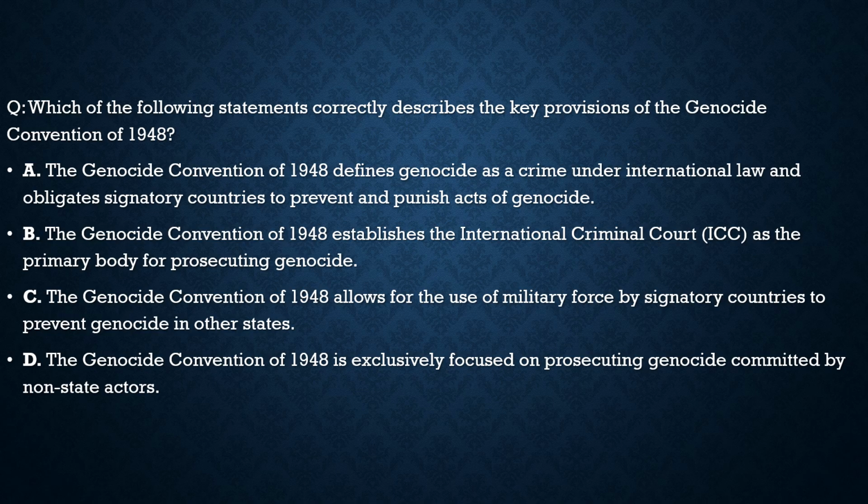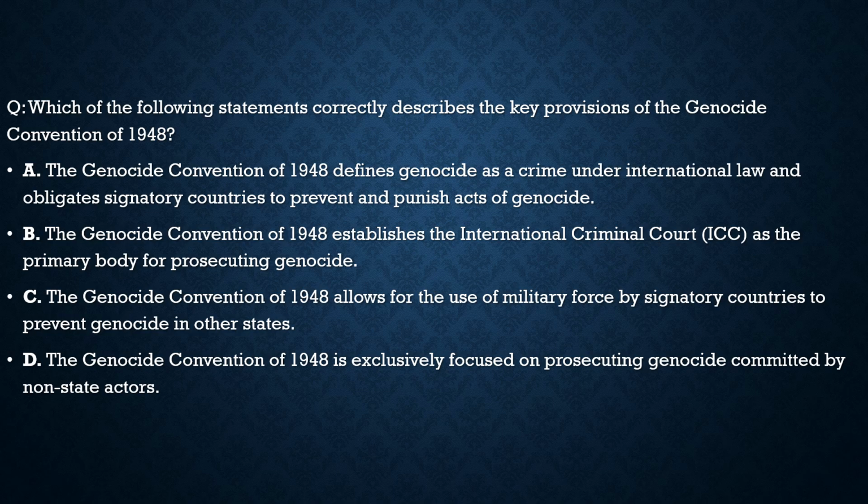100% correct. Statement 2. The Genocide Convention of 1948 establishes the International Criminal Court. No, it does not establish the International Criminal Court. But after the Rome Convention, the primary body for prosecuting genocide is the ICJ, International Court of Justice. So statement B is also incorrect.